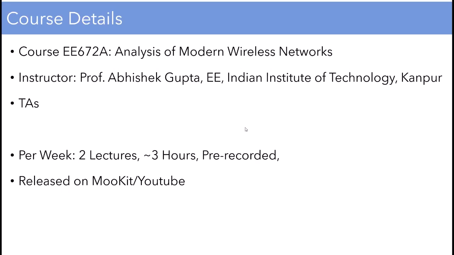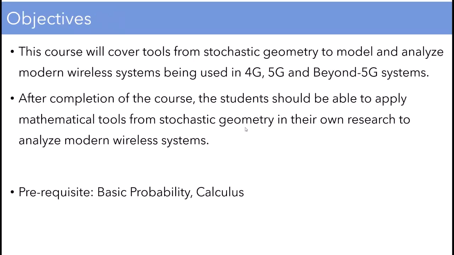introduction to stochastic geometry and the analysis of wireless networks. The course will cover tools from stochastic geometry. So what is stochastic geometry? It is a study of random geometry. In wireless networks, as you will see, sometimes the device nodes can be modeled as a random pattern. So the stochastic geometry tools can be used to analyze them.